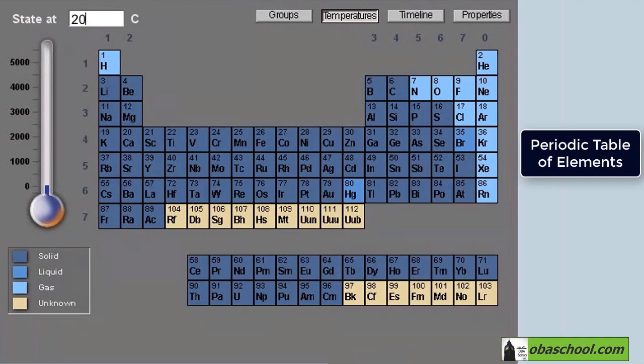Remember, the arrangement of elements in periods and groups is special, and also the arrangement in an increasing atomic number is also one of the characteristics of the periodic table.